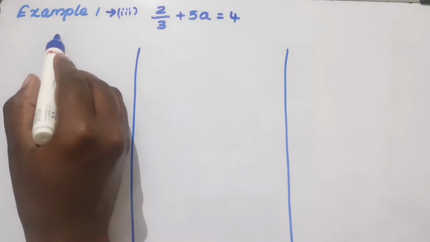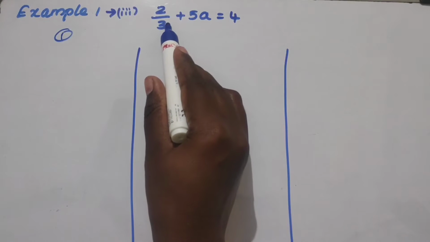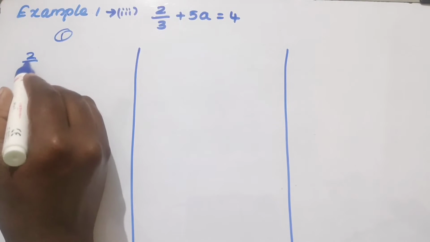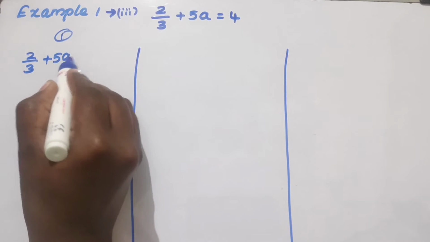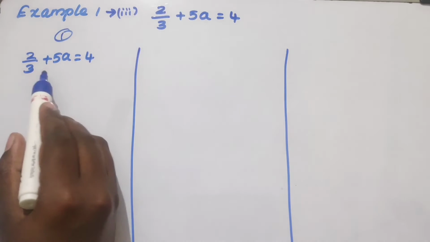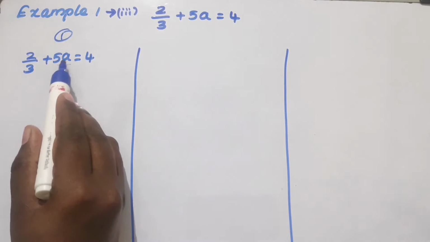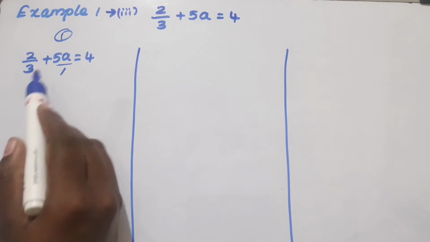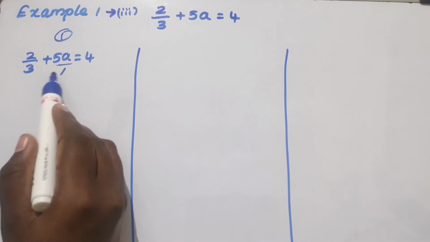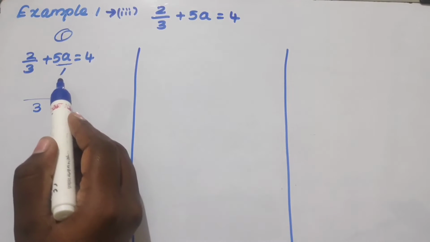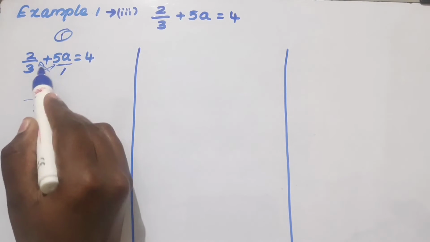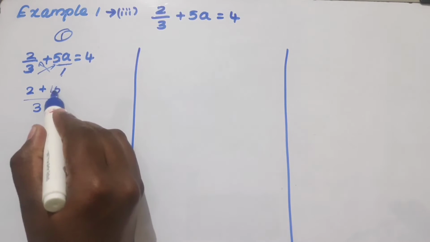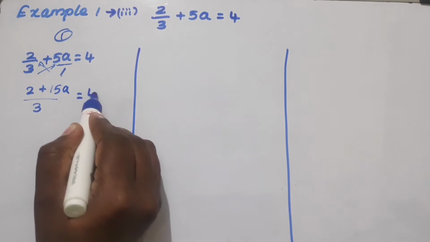See, first method. What is given? 2 by 3 plus 5a equal to 4. Just take an LCM. Here the LCM is 1 because here the number is there. If you take LCM of 3 and 1, the LCM is 3. Just cross multiply it: 1 into 2, 2, plus 3 into 5, 15, here it is a equal to 4.